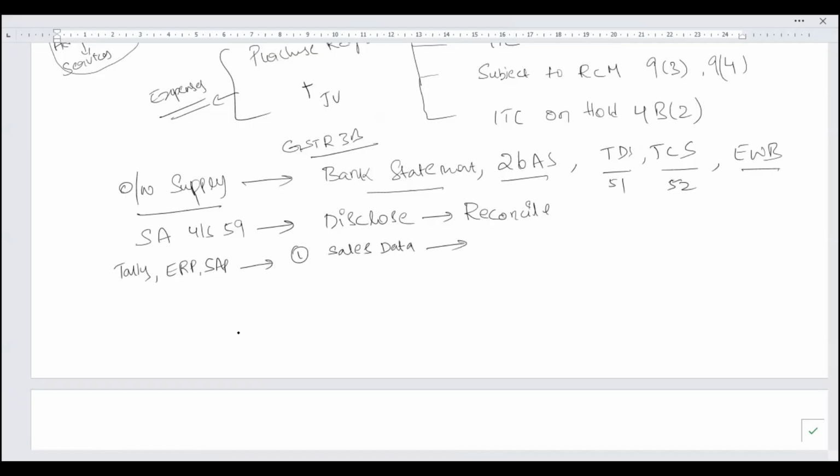This sales data on a monthly basis, we reconcile with the e-invoice report. We reconcile with the e-way bill report. We reconcile, if at all TDS or TCS is there, with this information. This is where the monthly activity is done.